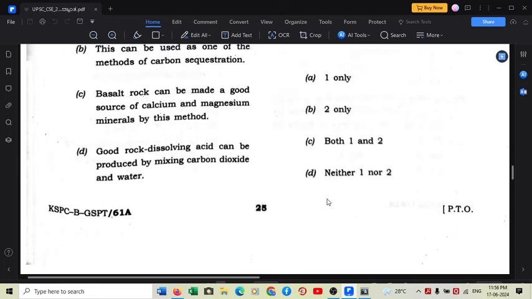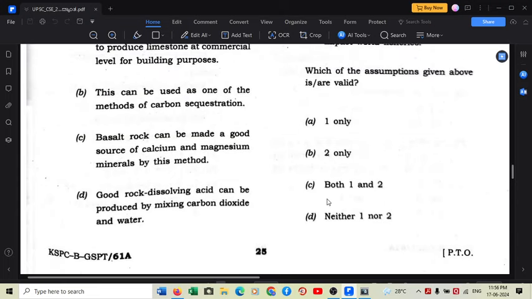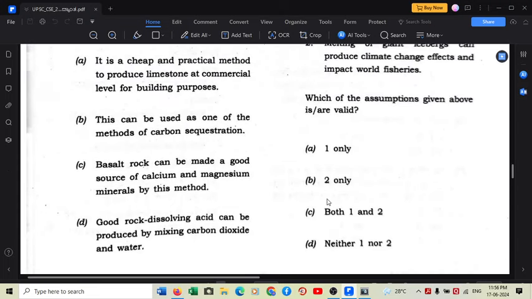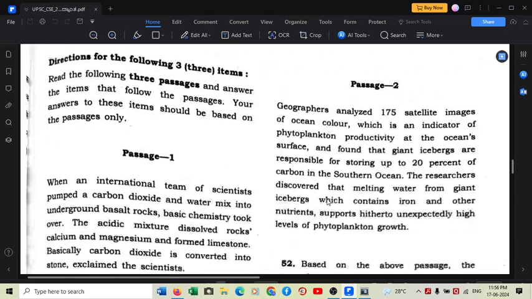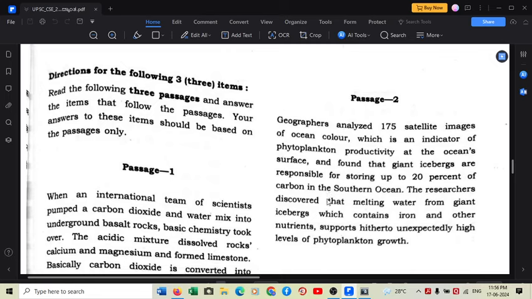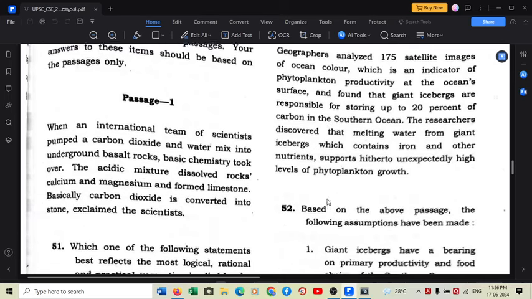Number C: basalt rock can be made a good source of calcium and magnesium minerals by this method. No, again this is irrelevant, because the final product is not calcium and magnesium. The final product here in this case is limestone.